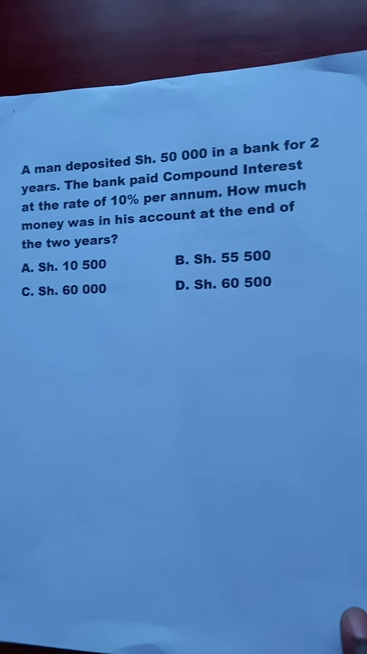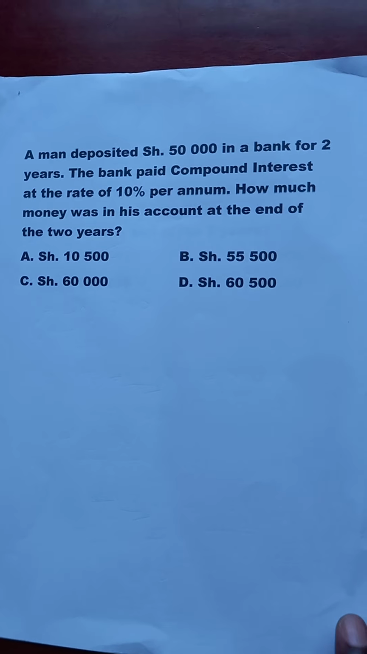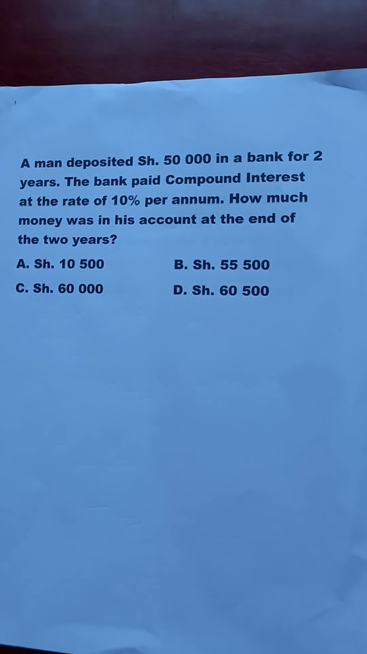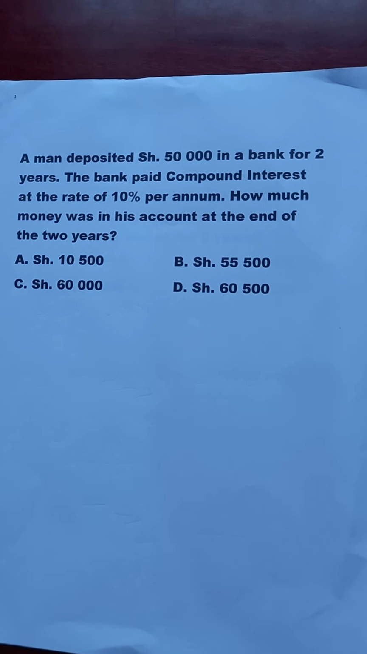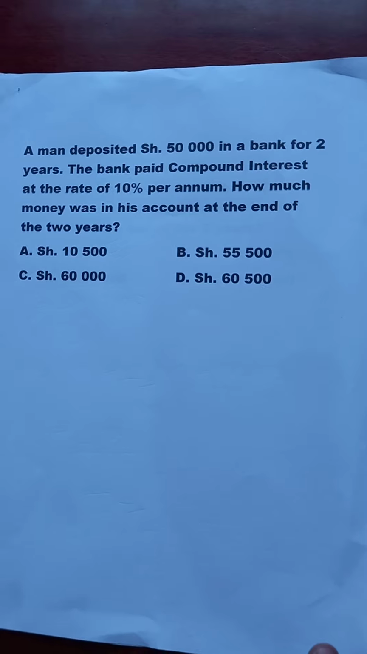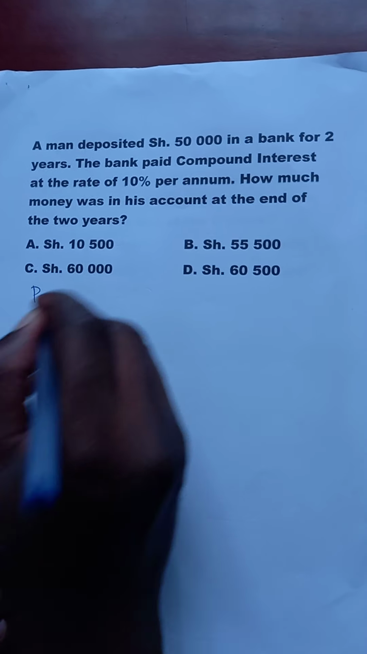A man deposited shillings 50,000 in a bank for 2 years. The bank paid compound interest at the rate of 10% per annum. How much money was in his account at the end of 2 years? Learners, the question about compound interest always measures with 2 years, as we have seen. So let's do the question.